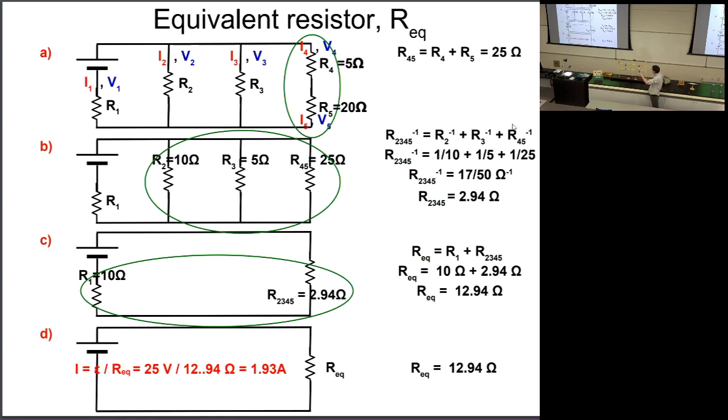Okay, now I'm going to replace these 3 parallel resistors with this single equivalent resistance. So here it is, R2345, and it's about 2.9 ohms. And the circuit now looks like this little arrangement here. Well, now we're getting a much simpler circuit.